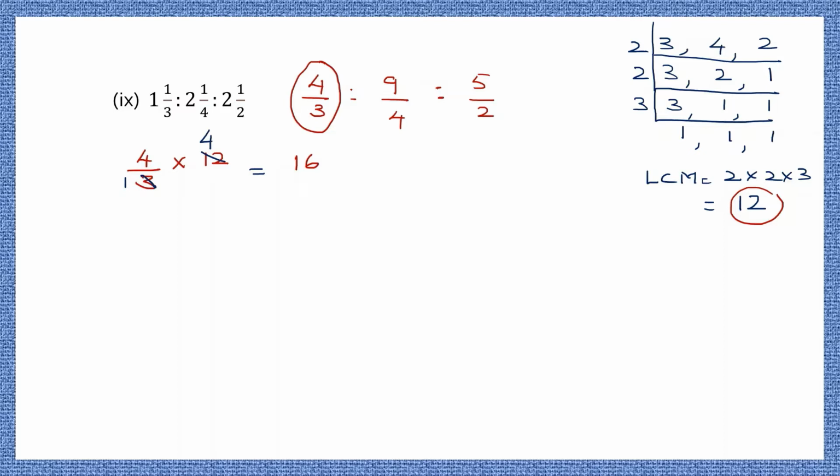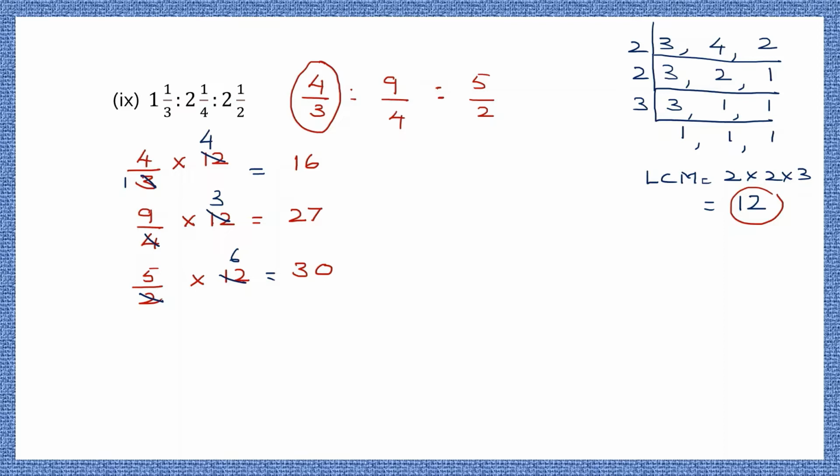Let me go to the next one. 9 by 4 again into 12. So cancel. 4 threes are 12. So now 9 threes are 27. Now I'll go to the third fraction, which is 5 by 2 into 12. Again cancel. 2 sixes are 12 and 5 sixes are 30.